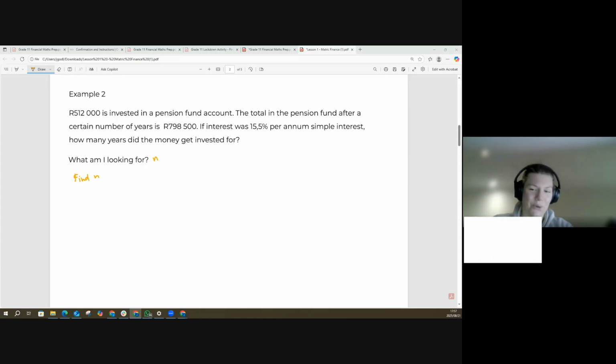Okay, cool. Let's try. Let's make our little grocery list: A, P, I, N. And we know we're using simple interest. So A is 798,500. P is 512,000. Interest is 15.5%. So let's pop that into our formula.